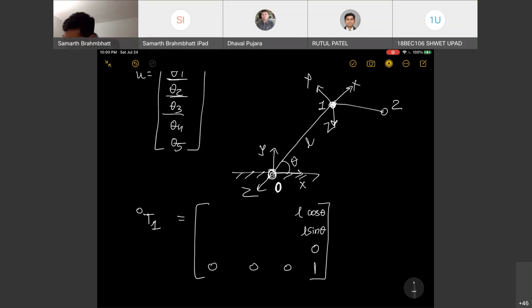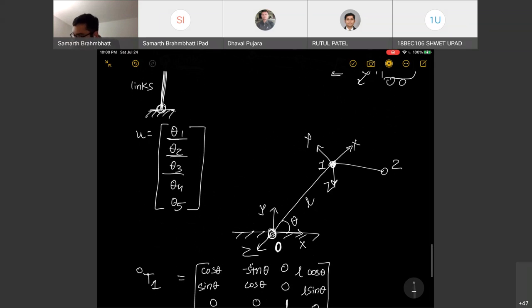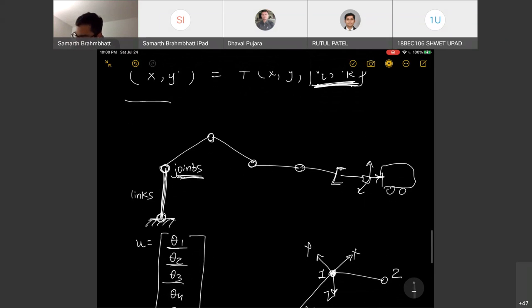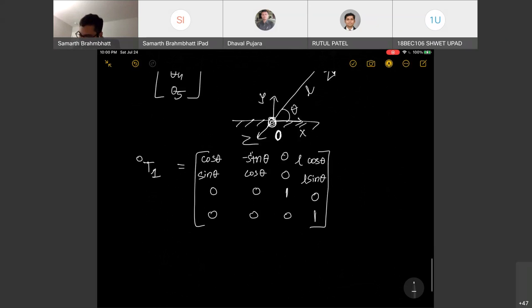If it's rotating around the z axis, then you will have this kind of cos theta, minus sine theta, cos theta kind of thing. So this describes coordinate system 1, and then similarly, you can consider this 1 as the origin, and then consider the next coordinate system, and it has its own angle, let's say phi, and then you can write another equation for 2 with respect to 1, which is going to be some other matrix.